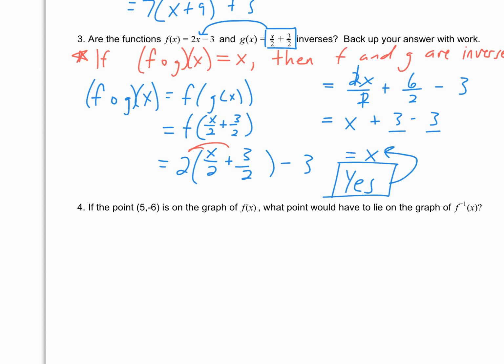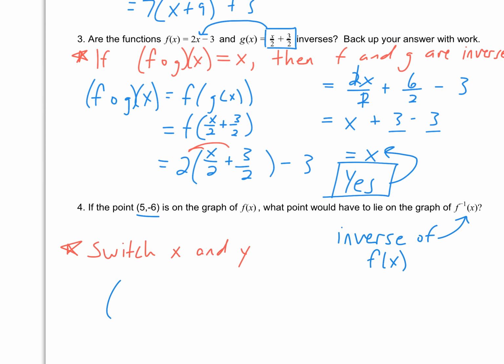Okay, question 4. It says you're given a point, 5, negative 6 on the graph. What would the point that lies on the inverse of that graph be? So remember, that's inverse notation. That just means inverse of f of x. So when you take the inverse, you just switch x and y, which means it's now -6, 5. And that's all.